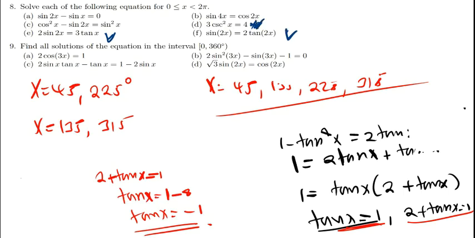You can just solve it for the sake of knowing, but no, you can leave it. Does that make sense?